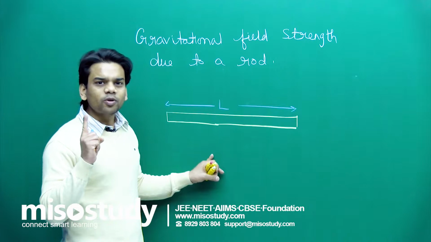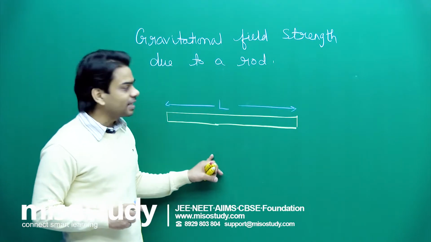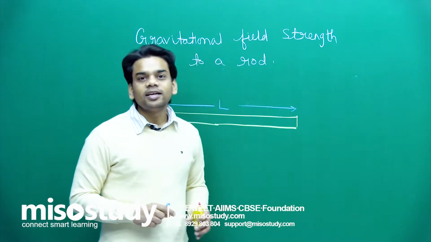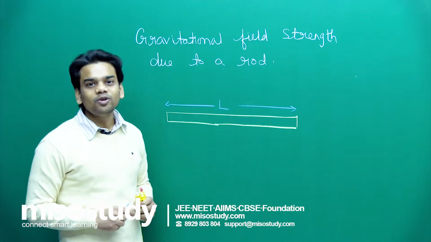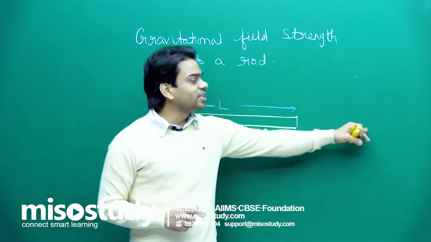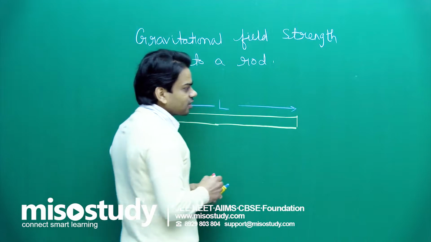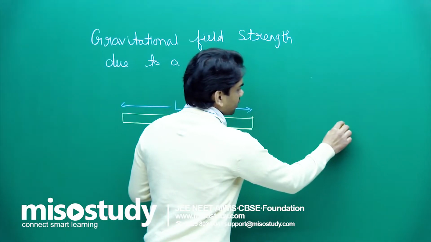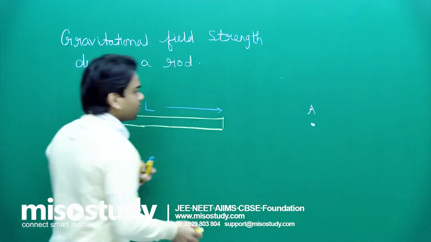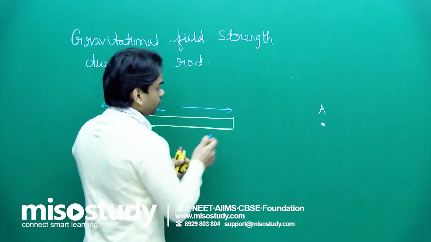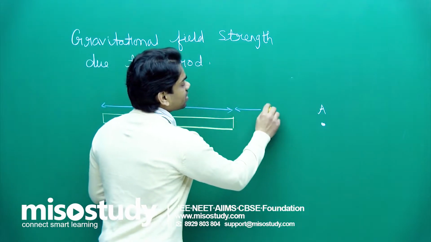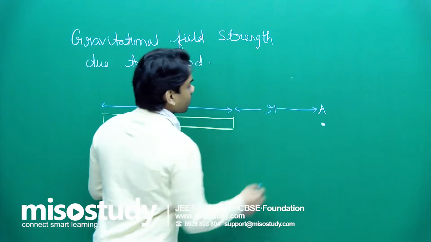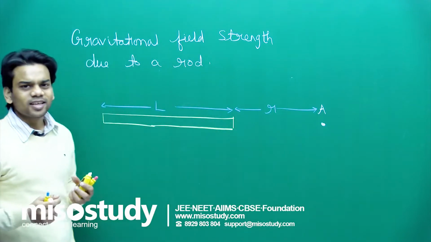Let's find the first position, that is at an axial point. Let us evaluate the value of gravitational field strength at an axial point. Let's say we have an external point here. Call this point A, lying at a distance of small r from this end of the rod.